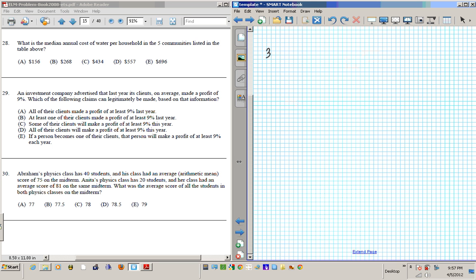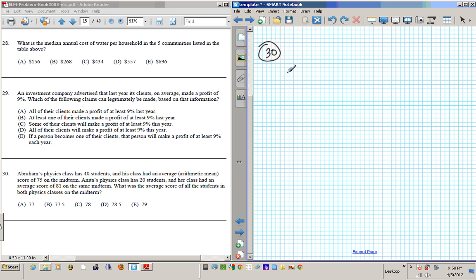Question 30 says, Abraham's physics class has 40 students, and his class had an average of 75 on the midterm. Anita's class has 20 students, and her class had an average score of 81 on the same midterm. What was the average score of all the students in both physics classes on the midterm? So for this one, the entire average is basically going to be what you get when you add the total score divided by the total number of students. Okay? All right, so let's write that down.